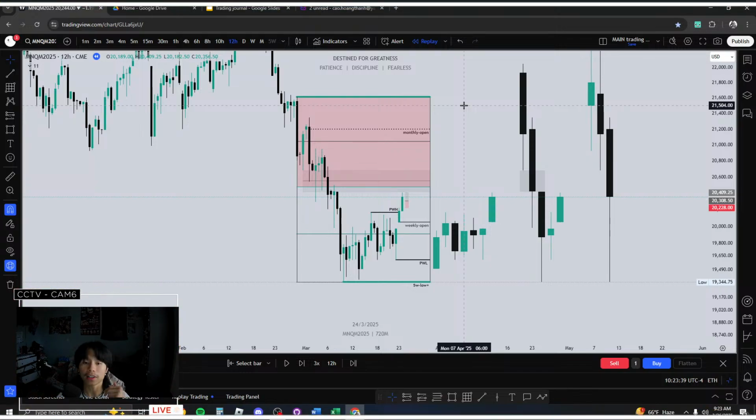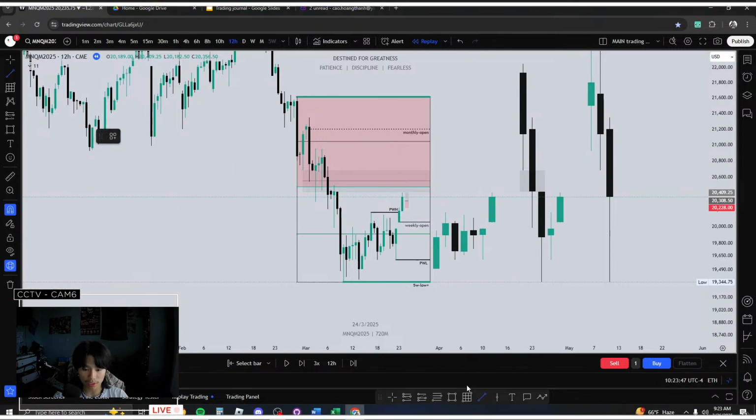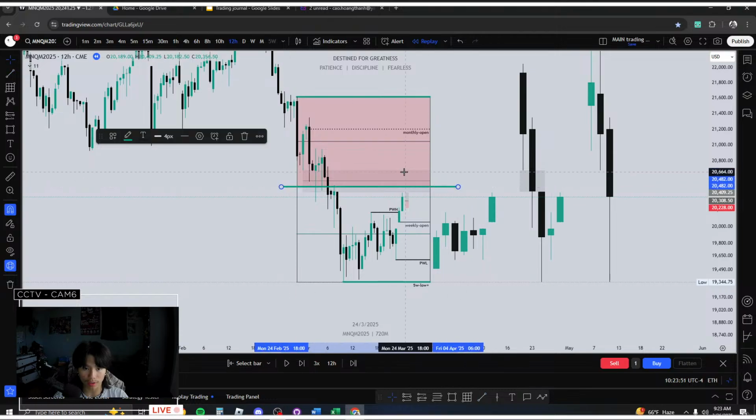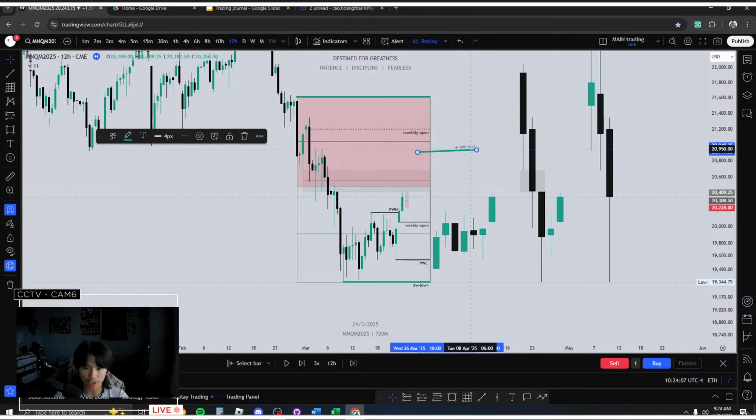And in that dealing range, there are components. There are three main components that I want to draw your attention towards. The first one is equilibrium. Essentially, equilibrium is the halfway point of that dealing range, and it separates two major areas of a dealing range, one being discount and the other being premium. Premium is right here, the red shaded box.